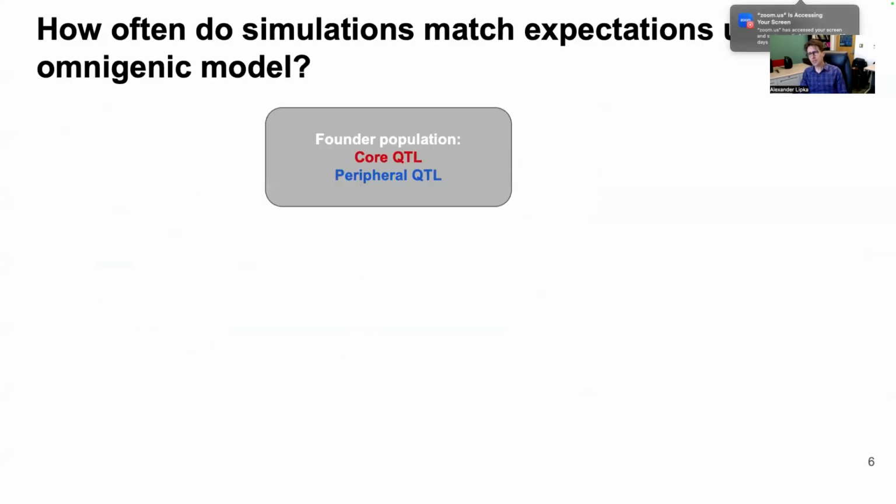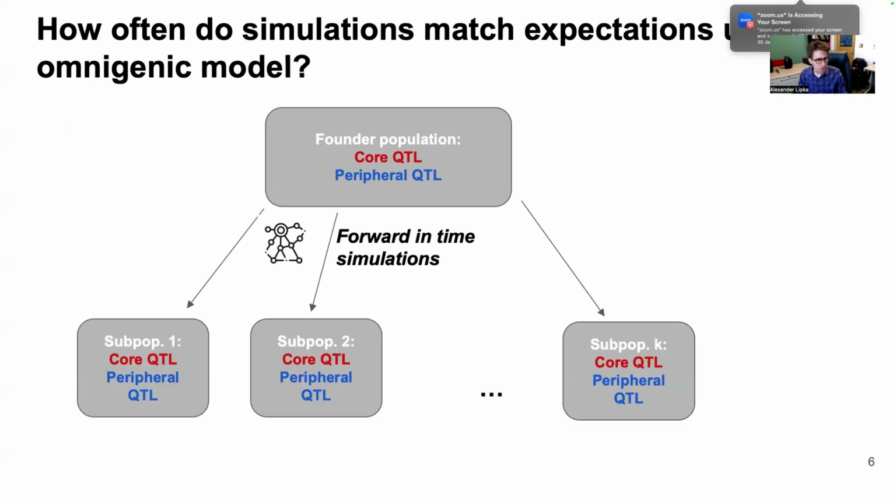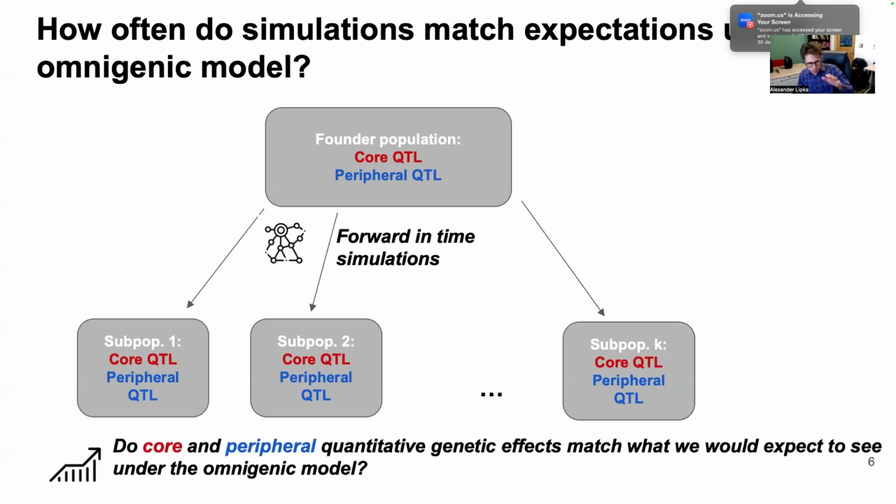So we wanted to test how likely the omnigenic genetic architecture is to evolve through the process of subpopulation generation. So we simulated a founder population where we had core QTL and peripheral QTL, red and blue. And then we did forward in time simulations. So then we had a whole bunch of different subpopulations where we simulate the same core and peripheral QTL. So we wanted to ask, do the observed core and peripheral quantitative genetic effects match what we would expect to see under the omnigenic model?